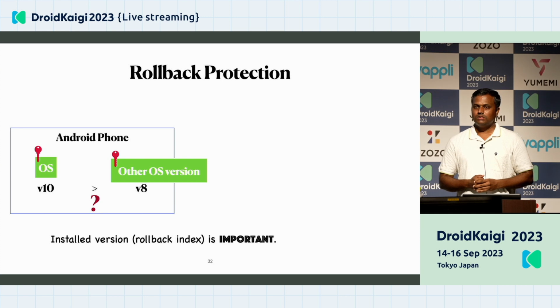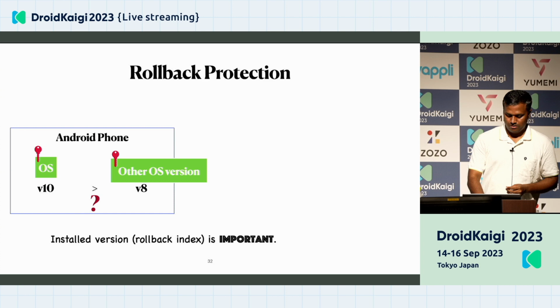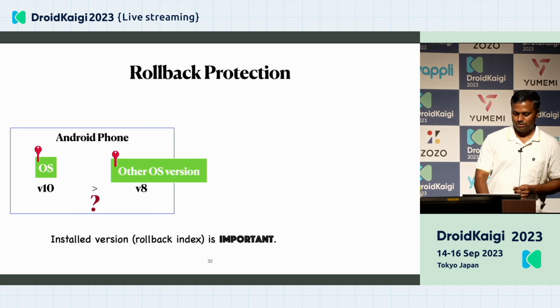So the installed version is called a rollback index, and the prevention from going from the new version to the older version is called rollback protection, and it's really important.